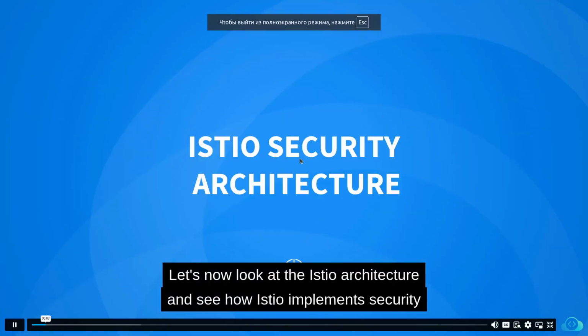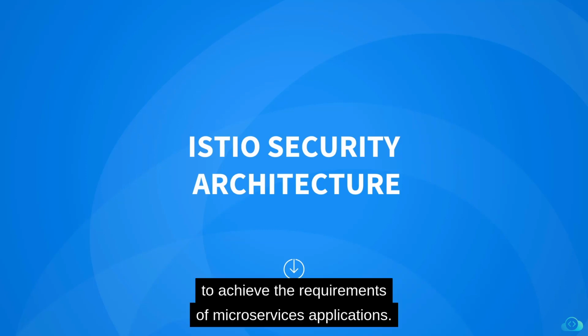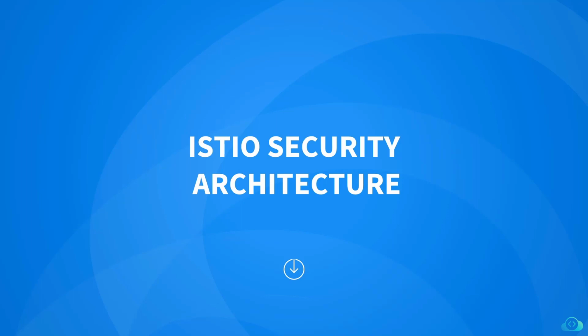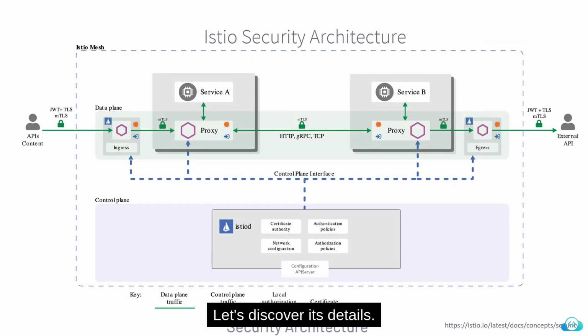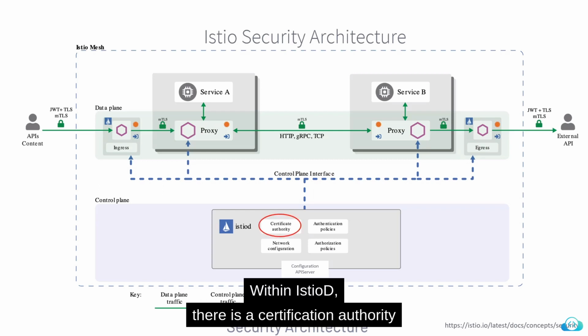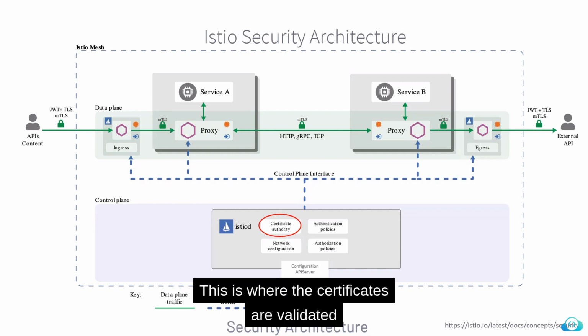Let's now look at the Istio architecture and see how Istio implements security to achieve the requirements of microservices applications. So, this is the Istio architecture diagram from the Istio documentation pages. Let's discover its details. Within Istiod, there is a certification authority that manages keys and certificates in Istio. This is where the certificates are validated, and certificate signing requests are approved.